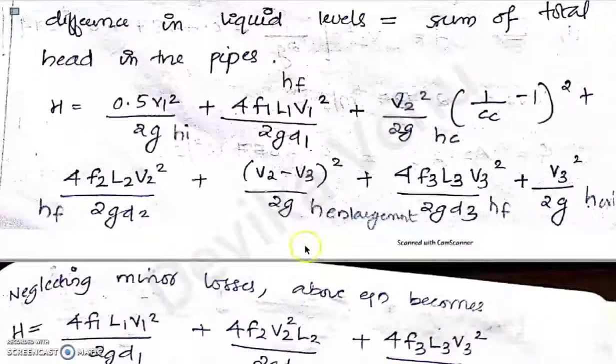There may be conditions where in the question you will be asked to consider the minor losses also. At that time you have to take each and everything. See, this whole equation you don't have to learn by heart. Why? Because for each question these conditions will be different. Maybe instead of 3 pipelines you will be given only 2, or maybe 4 or 5, like that.